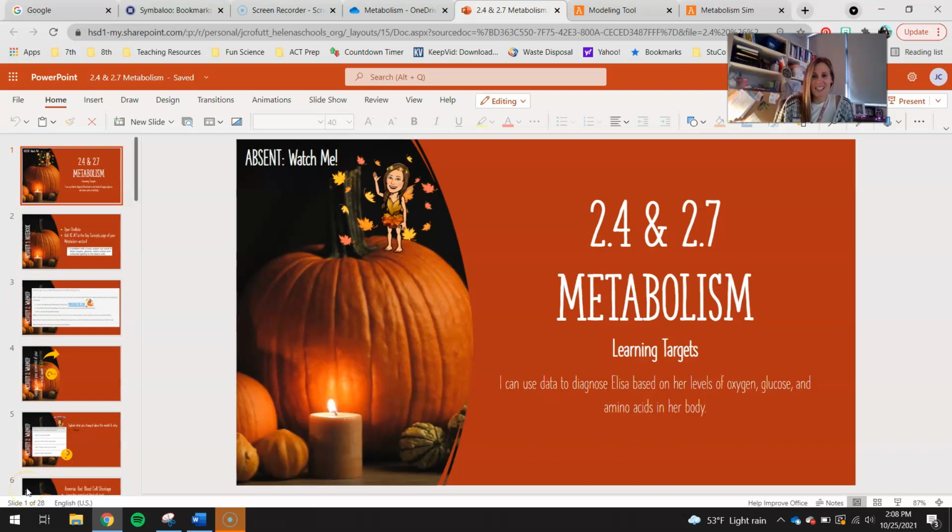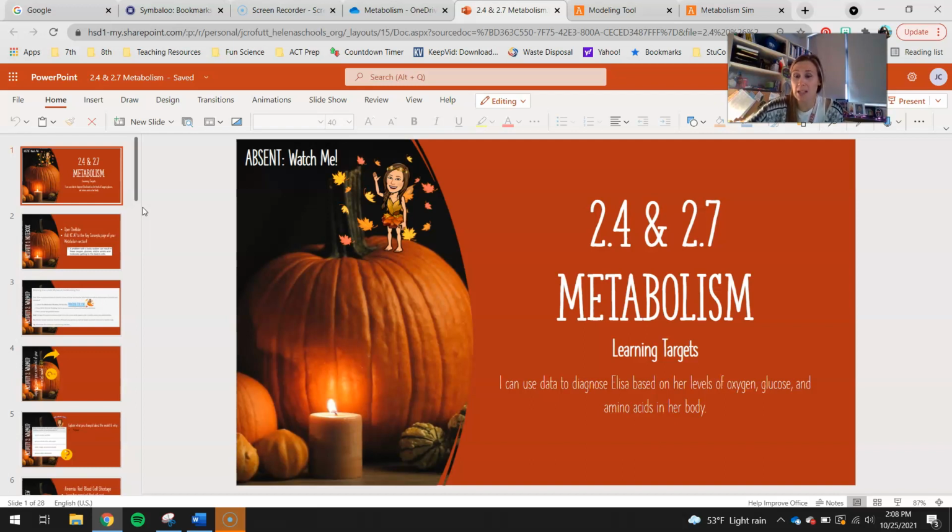Hello, 7th graders. Today's lesson is 2.4 and 2.7. It's a little mixture of both, metabolism. And your learning targets for today: I can use data to diagnose Elisa based on her levels of oxygen, glucose, and amino acids in her body.